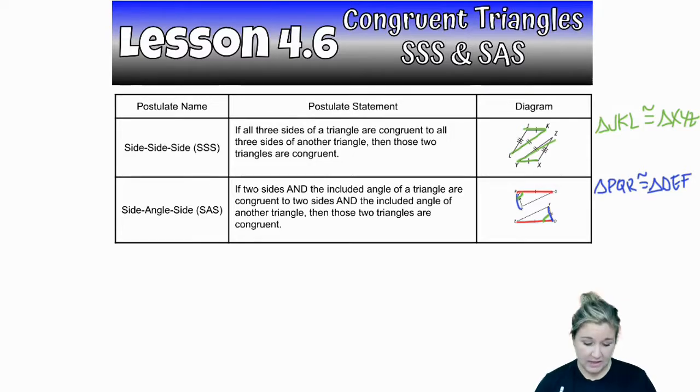Remember, it has to be the angle that's between the two sides. If this is not the case, and it were the red and blue sides and not the green angle, but just angle E and angle Q, that would be side-side-angle, which is not the same thing as side-angle-side. It has to be between the two congruent sides. That's really important that you pay close attention to.